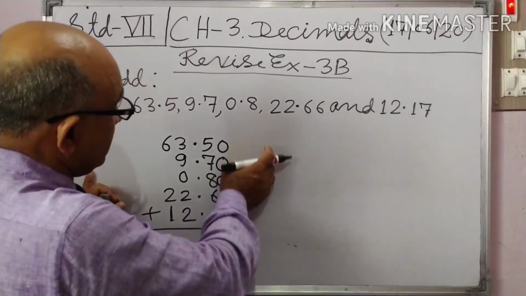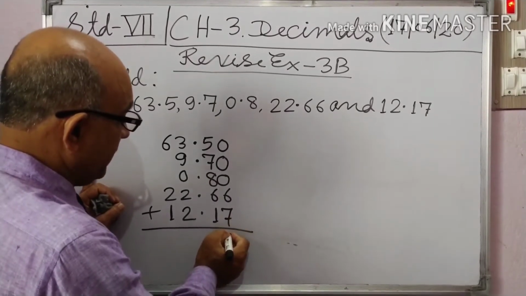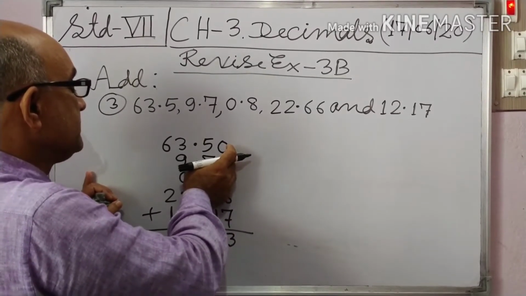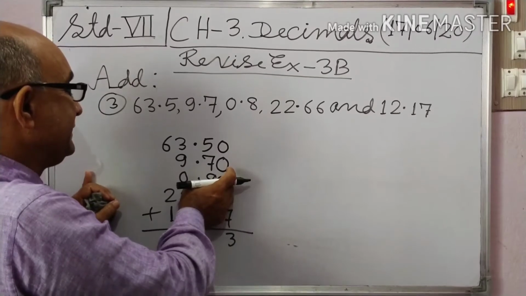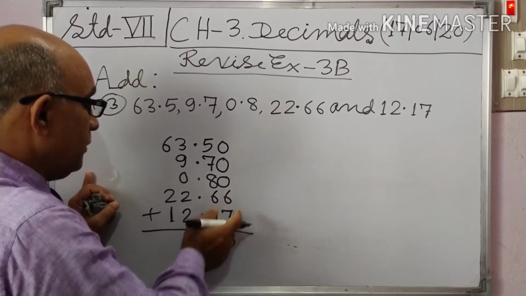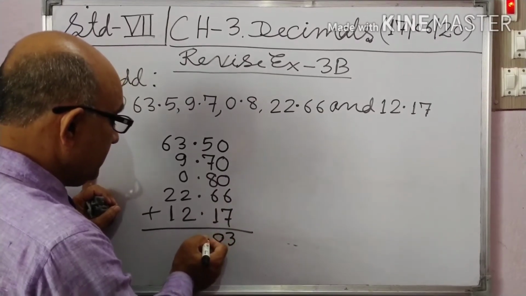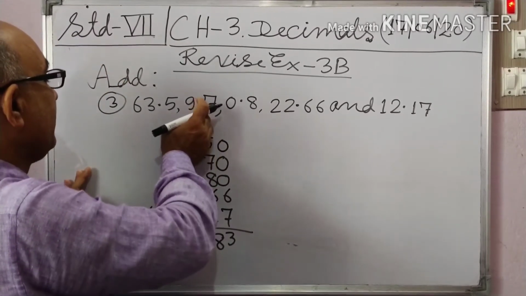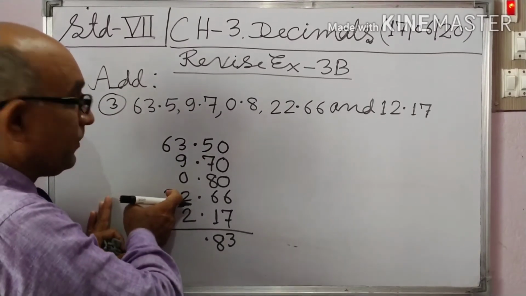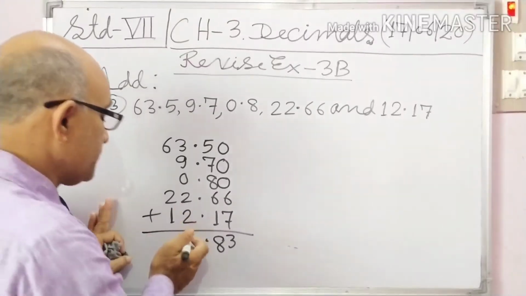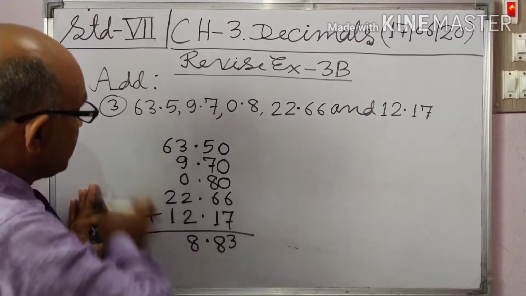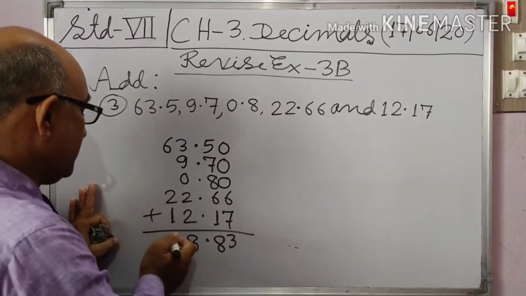Now add it. 0 plus 0 plus 0 is 0, 6 plus 7 is 13, write 3, carry 1. 5 plus 1 is 6, 6 plus 7 is 13, 13 plus 8 is 21, 21 plus 6 is 27, 27 plus 1 is 28, write 8, carry 2. 3 plus 2 is 5, 5 plus 9 is 14, 14 plus 2 is 16, 16 plus 2 is 18, write 8, carry 1. 6 plus 1 is 7, 7 plus 2 is 9.